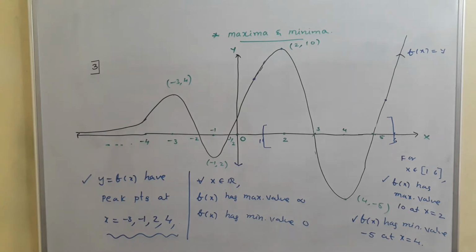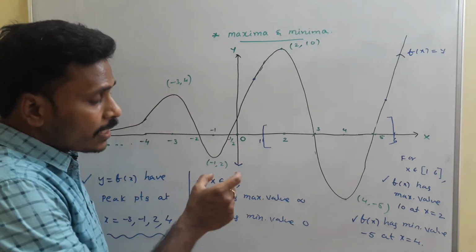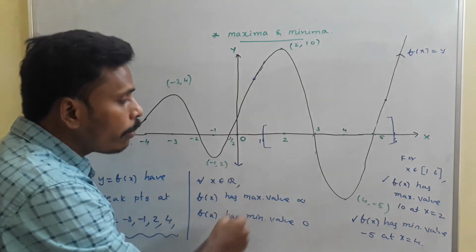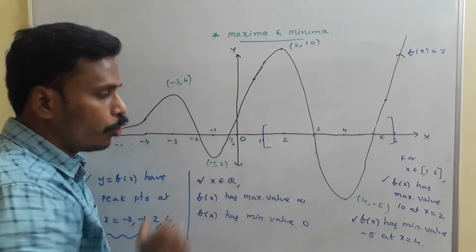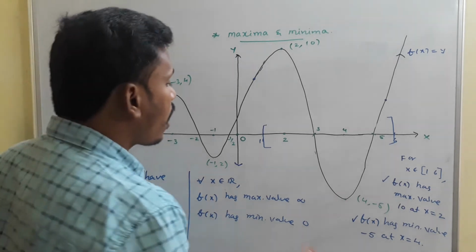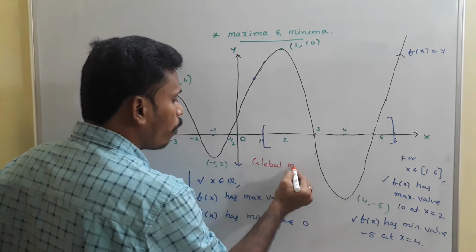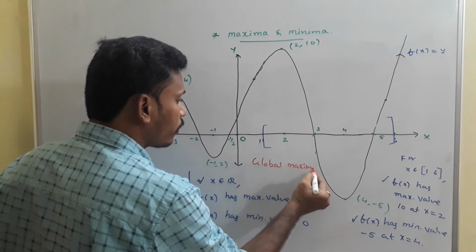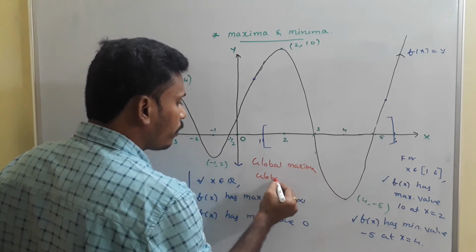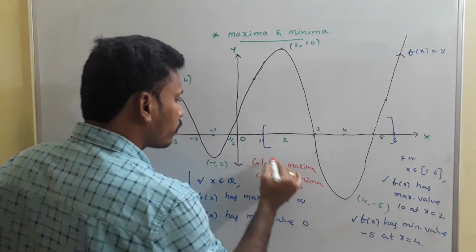Minimum value for f of x is minus 5 and it is possible at x equals 4. Is it clear? So see, these maximum and minimum values that I mentioned on the board are considered as global maxima and global minima. Again I will give you the definitions step by step in the next point.